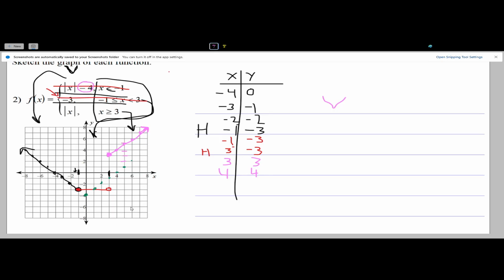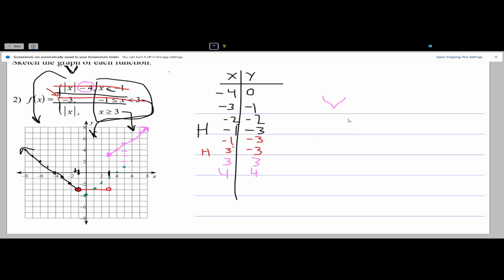There's always going to be 4 spaces between these 2 graphs if I had drawn them exactly in the same for the same graph. But obviously, since it's piecewise, we just take the different pieces and put them together. But this would be the answer for this. So let's go ahead and label my domain and my range.